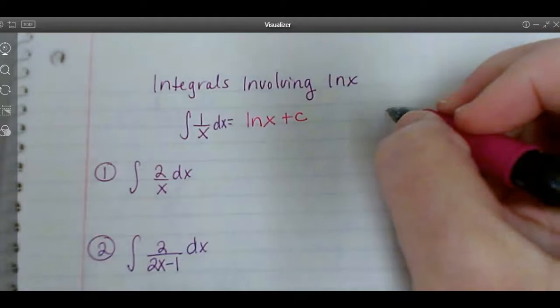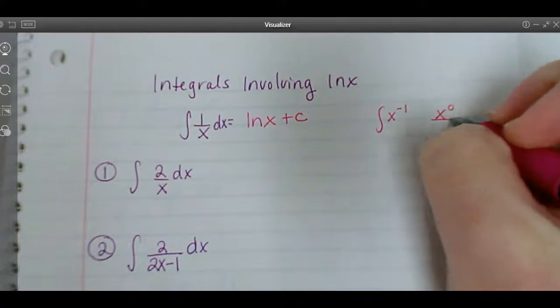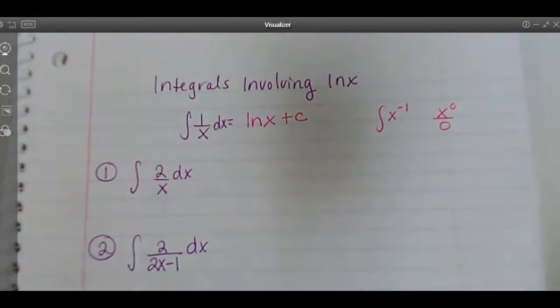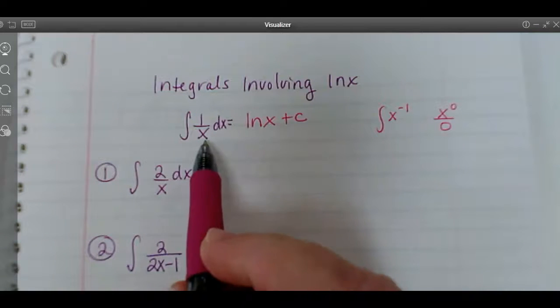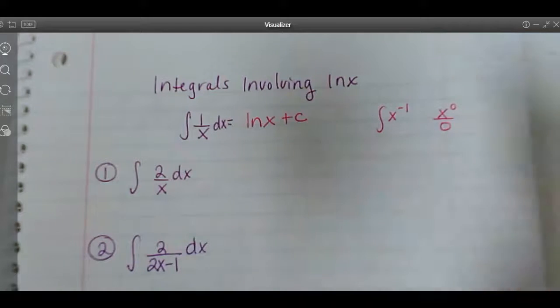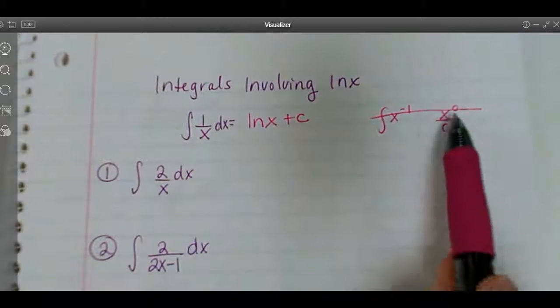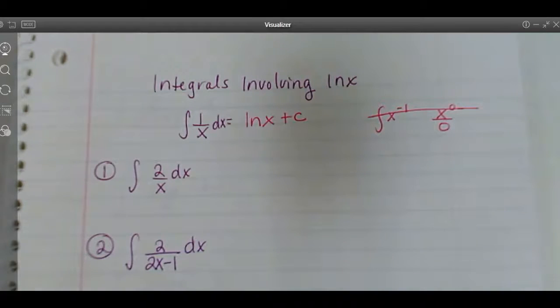If you tried to do our rule and add 1 and divide by it, you would get x to the 0 over 0, which we know is not okay. And so this is just one of those rules that we've talked about. When we took the derivative of natural log of x, you do get 1 over x. So we don't do this process of the power rule, we just know that this is our rule.